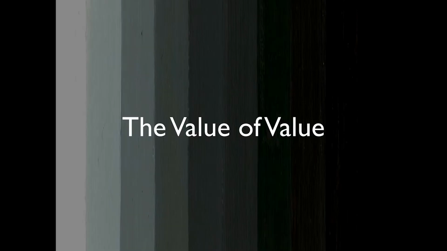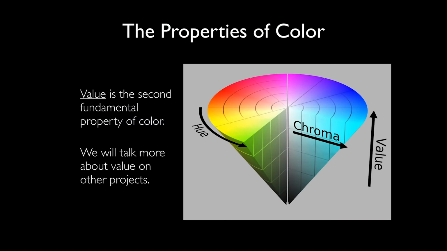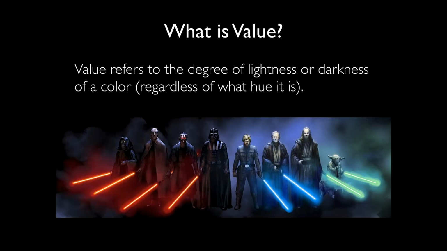Okay, so that's hue, the name of the color. We're also going to talk about the second property of color, and that is value. Some of you have talked about value before in classes. I'm just going to give an overview because we will talk about this more on other projects. But it is the second fundamental property of color, and value just refers to the degree of lightness or darkness of a color, regardless of what hue it is.